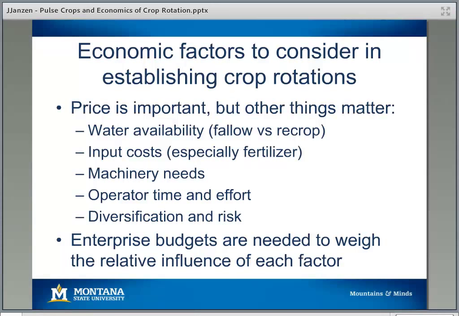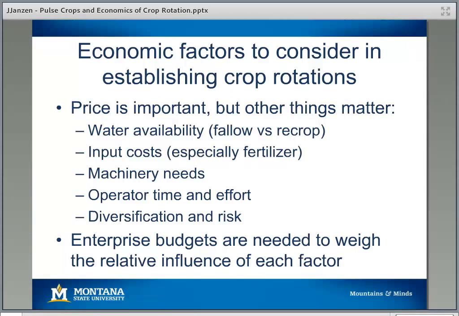So one of the major factors to think about here is water availability. And when we're in a wheat fallow rotation, we may be able to conserve water that's not used by that pulse crop relative to a recrop or a continuous cropping situation. How is that going to affect the relative profitability of wheat and particularly wheat fallow relative to a wheat pulse kind of rotation?